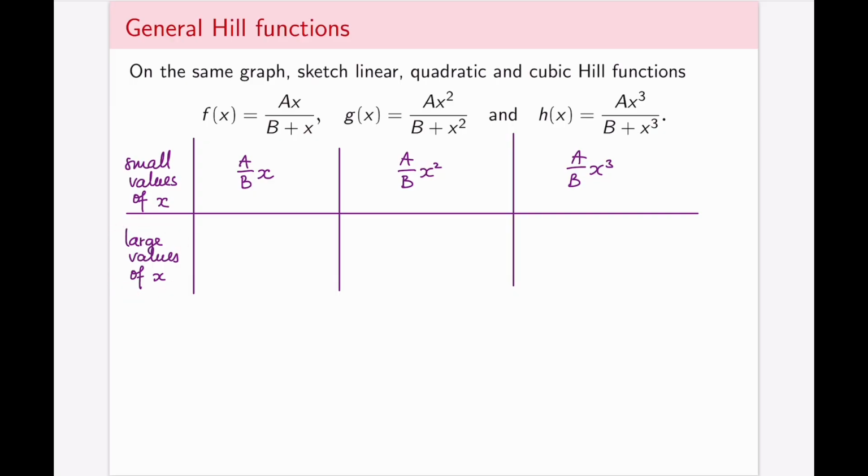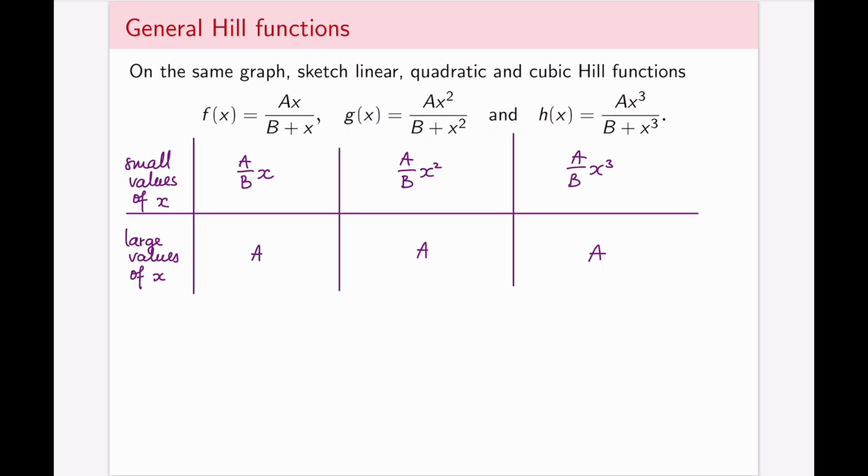For large values of x, the large powers of all the denominators will once again dominate, and so we're going to end up with ax over x, ax squared over x squared, ax cubed over x cubed. And of course, notice that in each one of these cases, the x's will cancel themselves, leaving a as the end behavior for all of these cases.